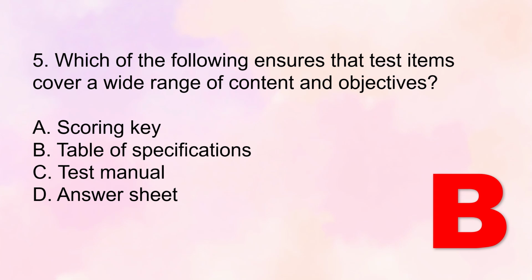Okay, the correct answer is letter B, Table of Specifications or TOS. The TOS aligns test items with learning outcomes and content coverage. For letter A, the scoring key is for marking responses, so it's wrong. For letters C and D, test manuals and answer sheets are administrative aids, not planning tools.